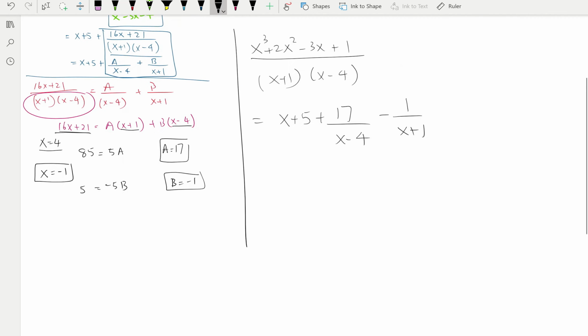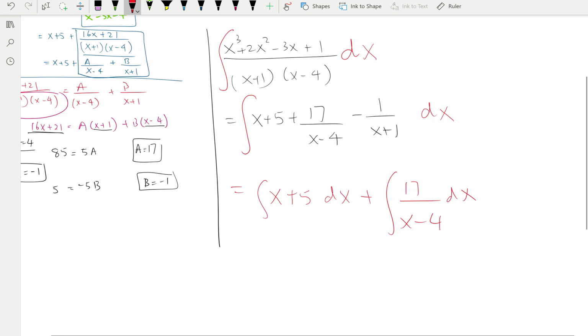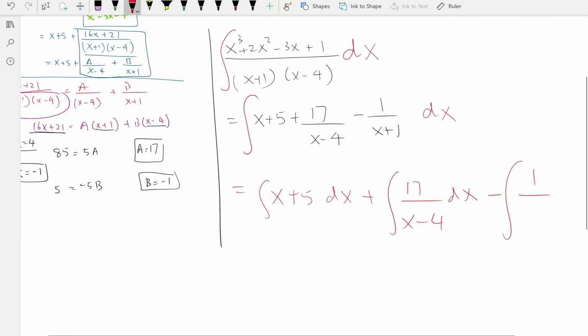Alright, so now we want to do integration. We have to integrate the left-hand side with respect to x. So instead of integrating the left-hand side, we integrate the right-hand side. We can integrate each term separately: x plus 5 separately, 17 over x minus 4 separately, and negative 1 over x plus 1 separately.